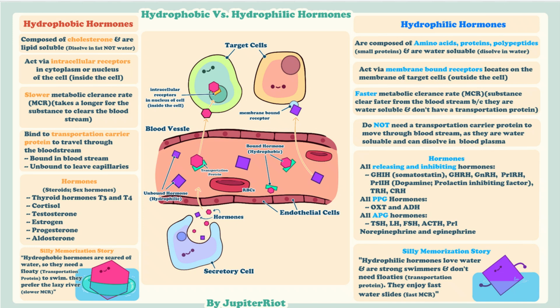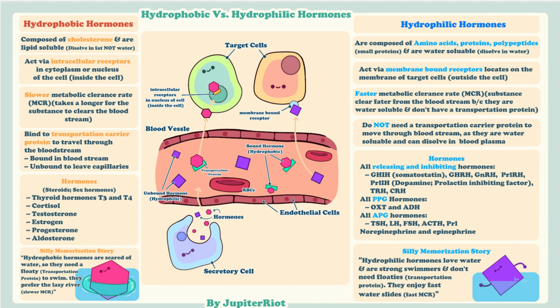Hydrophilic hormones, on the other hand, are going to be composed of amino acids, proteins, and polypeptides, meaning small proteins, and are water soluble, meaning they will dissolve in water. Because of that, they do not need a transportation carrier protein to move through the bloodstream, since they can dissolve within the blood plasma and be carried that way. They're going to act via a membrane-bound receptor that is located on the membrane of the target cell. So that's going to be outside of the target cell, unlike hydrophobic hormones, which are able to pass through the phospholipid bilayer and bind to receptors within the cytoplasm or nucleus of that cell.